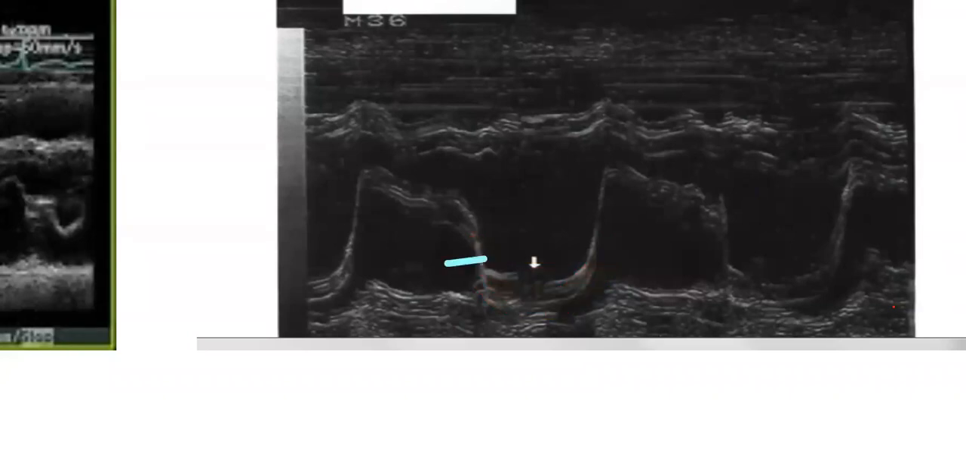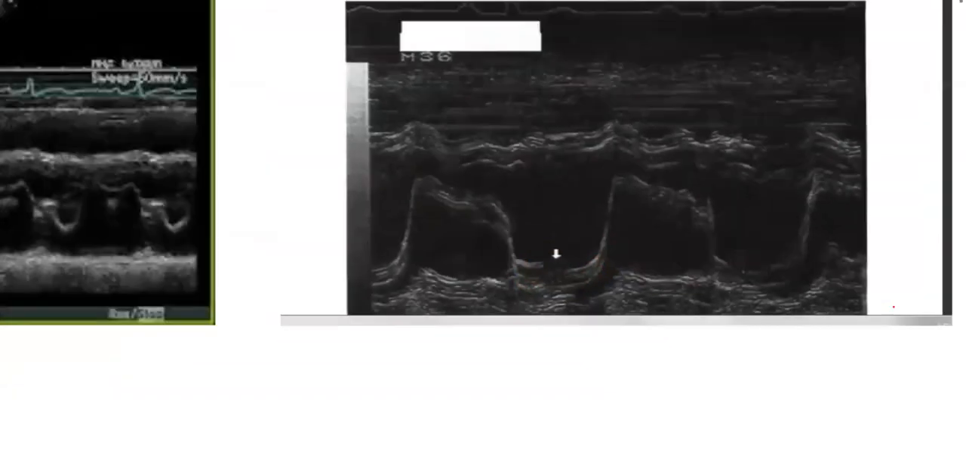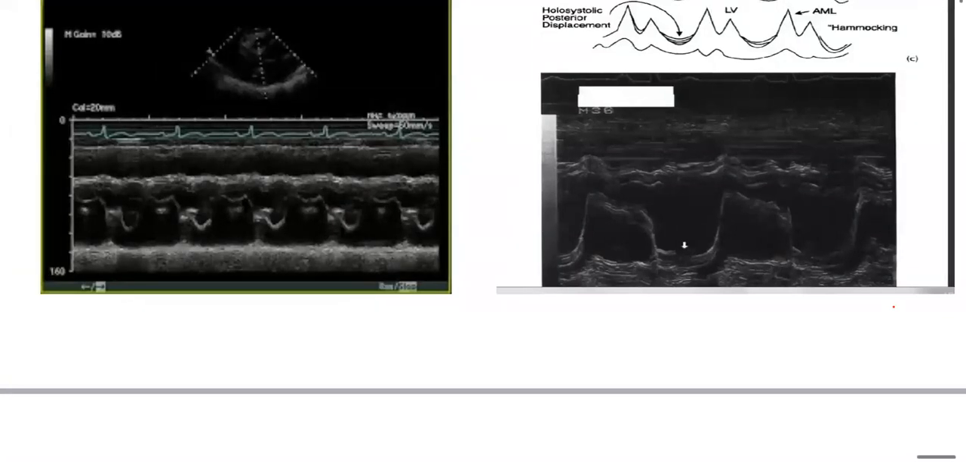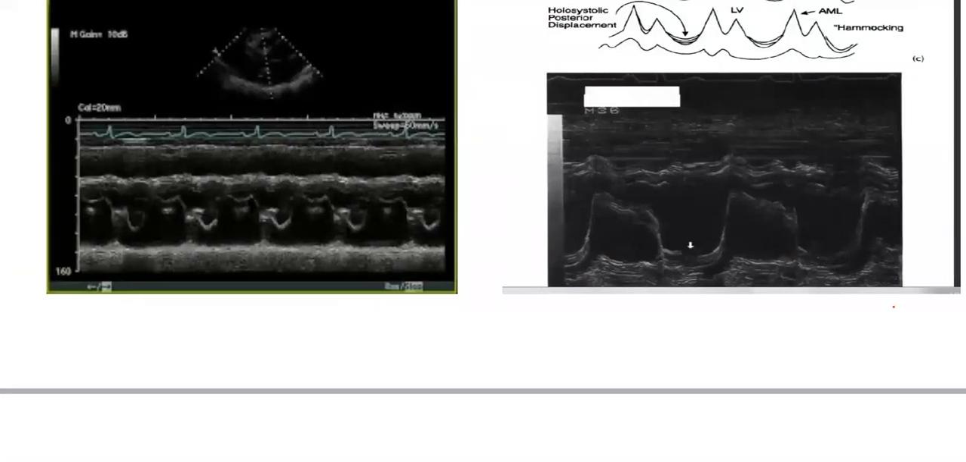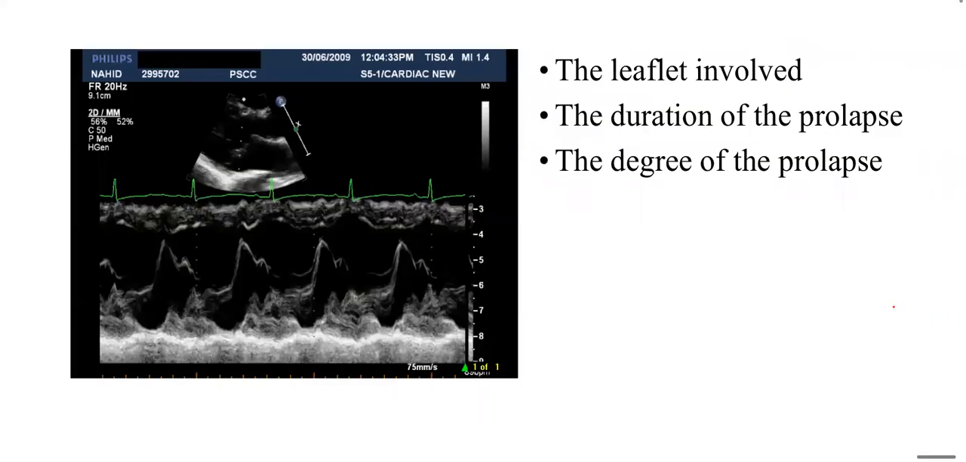Okay. But this is the hammocking, and this is bi-leaflet pansystolic prolapse. This is single leaflet and mid-systolic prolapse. Okay. So the M mode, because of its temporal resolution, by the way, helps us a lot in prolapse. It can tell about the leaflet involved, posterior, anterior, or both. Duration of prolapse, mid-systole, late systole, or pansystole. And the degree of prolapse, how widely open it is during systole. So all this information can be provided by M mode of prolapse.